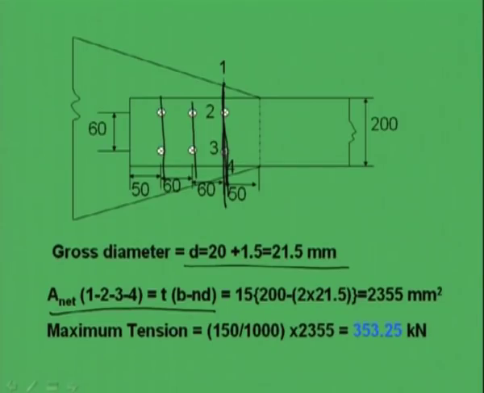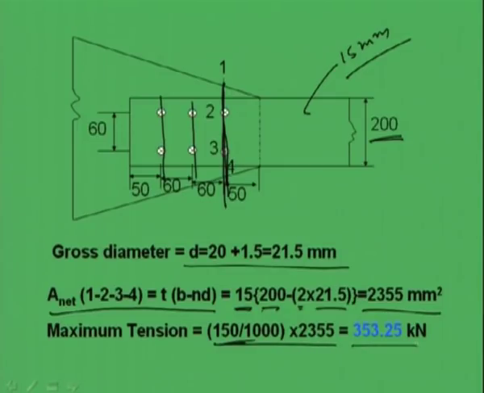So, net area is T into B minus ND. Thickness of the plate is 15 mm, B, the width of the plate, is 200, minus ND, N is 2 and D is this. After this we are getting 2355 millimeter square. So, maximum tension will be sigma at into area, sigma at is 150 MPa. So, this into this is coming 353.25 kilonewton. So, maximum tension we are going to get is 353.25 kilonewton for chain riveting.